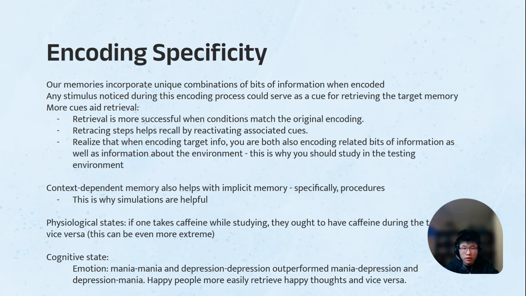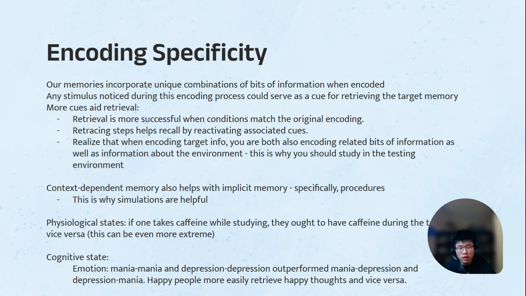Encoding specificity is this concept that our memories incorporate unique combinations of bits of information when encoded, even when this is not the target information, right? There's a bunch of things which are also going to be encoded. Now, any stimulus noticed during this encoding process could serve as a cue, and more cues aid retrieval. It's more successful when conditions match the original encoding.